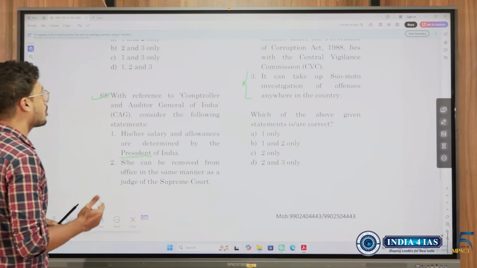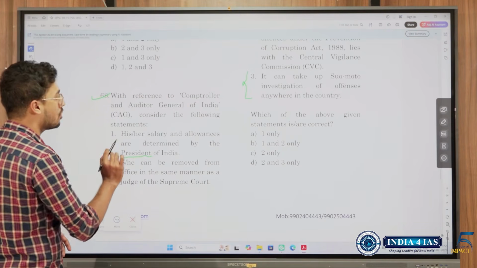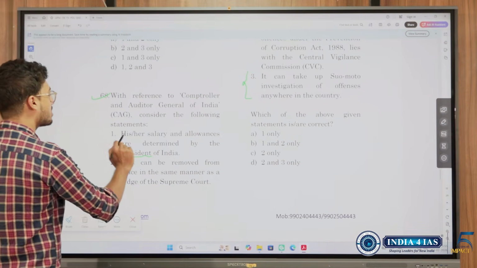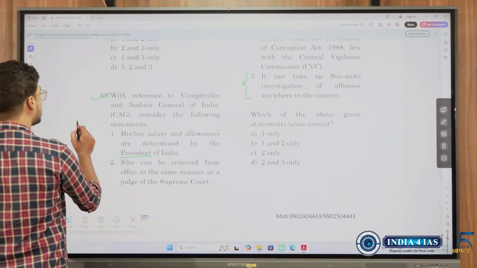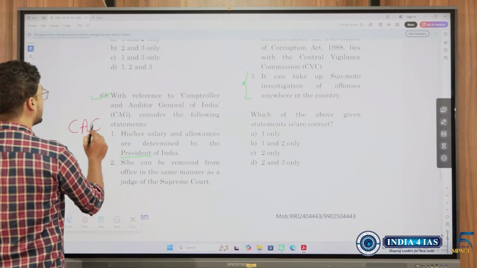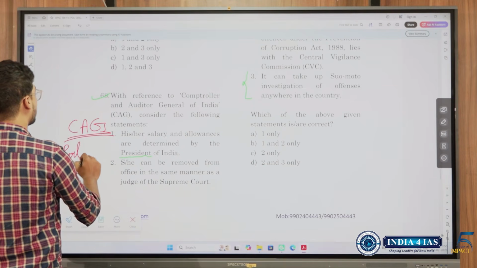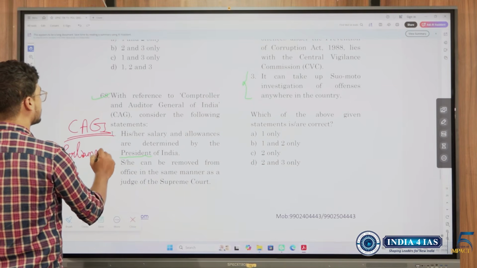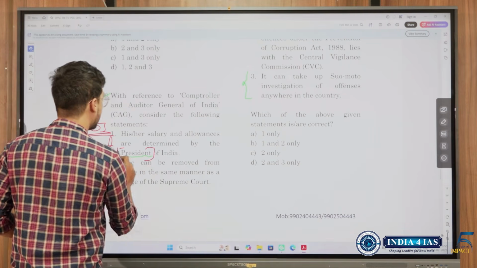With reference to Comptroller and Auditor General of India, now CAG is an important office and you should know about this topic. His or her salary and allowance are determined by the president. Now like I said, CAG is an important office, and when the office is very important, Parliament would step in and not the president. So salary and allowances are determined by the Parliament and not the president.